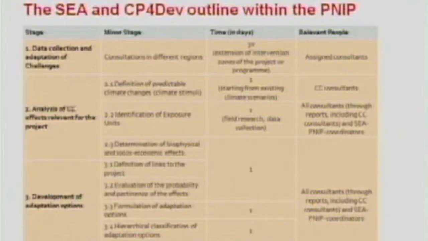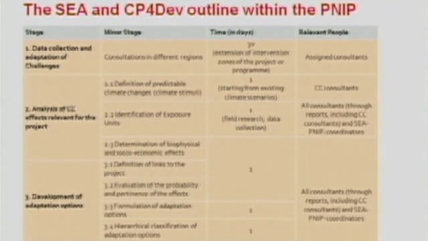There are different criteria to identify if there's an important or relevant link to the project. For example, the probability of occurrence of the climate stimuli. Also the link to the objectives of the plan. I will explain this with an example in a moment. And also the ability of some population sectors or stakeholders to adapt to climate change.